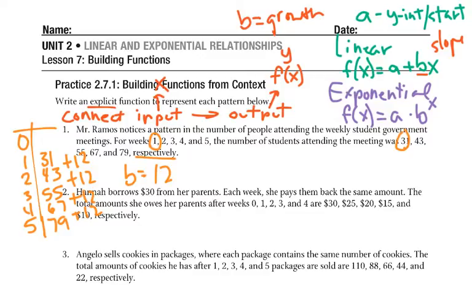Now, if we went backwards 12, so we subtracted 12, that would be 19. And there's our start. So we're adding, so we know it's linear, so I'd go f of x equals our start number plus the growth times x. And there's our explicit equation.